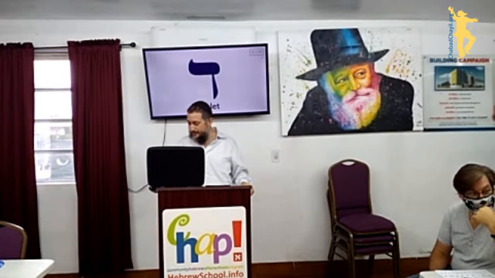Okay? Gimel and Dalet also, by the way, Gimel, 3, represents our forefathers, Abraham, Yitzchak, and Yaakov. Dalet represents our foremothers, Sarah, Rivka, Rachel, Leah. Okay? Good? Ready to move on?